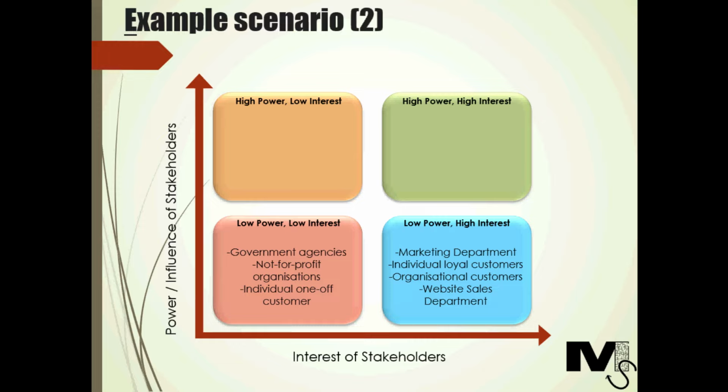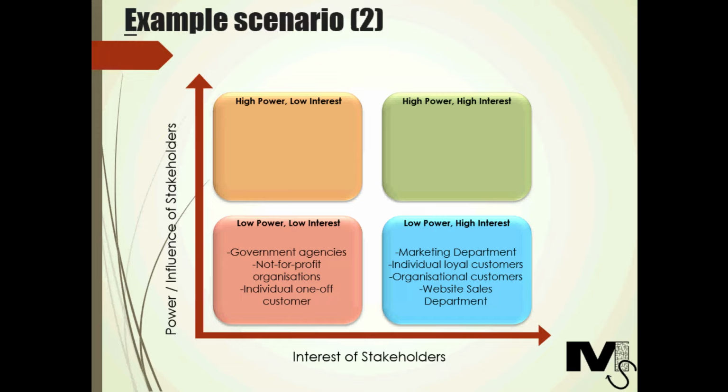Now, these include the marketing department, individual loyal customers, repeat customers, organizational customers, and the website sales department. Now, these people will be heavily involved with different aspects of the project's outcome. They are impacted by it. So it's important to keep them informed about most developments in the entire project.